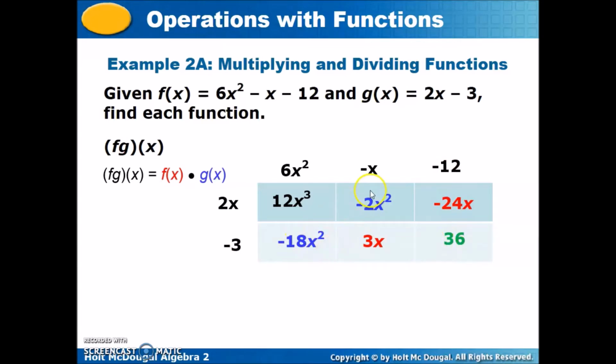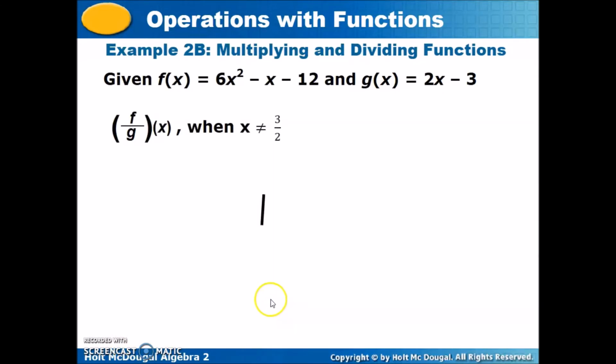I want you guys to notice these like terms here. We've got negative 18x squared and negative 2x squared. Those can be combined. We've got the 3x and the negative 24x. Those can be combined. And remember, I told my students that where there's diagonals, you're going to have like terms. So now all we're doing is combining like terms to get our final answer.